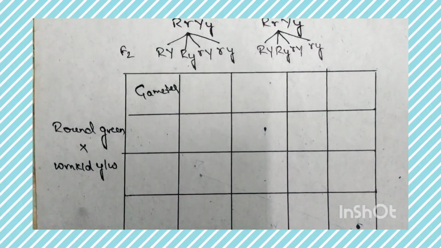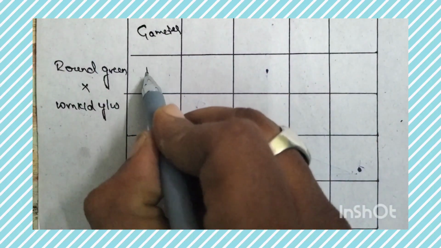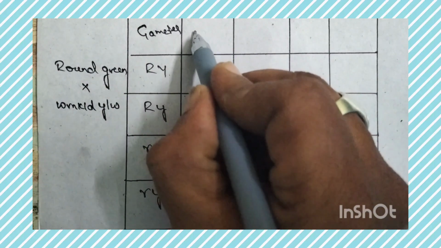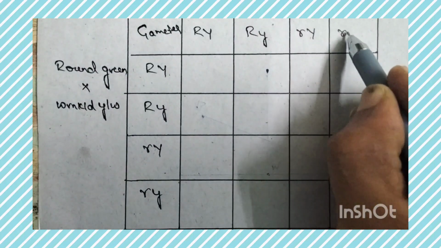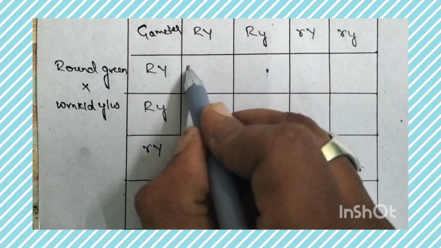ಸೊ ಅದನ್ನೇ ನಾವೀಗ ಗ್ಯಾಮೆಟ್ಸ್ಗಳನ್ನು ಬರ್ಕೊಳ್ಳೋಣ. ಸೊ ಲೆಟ್ ಅಸ್ ರೈಟ್ ದ ಗ್ಯಾಮೆಟ್ಸ್ ಲೈಕ್ ದಿಸ್: ಕ್ಯಾಪಿಟಲ್ ಆರ್ ಕ್ಯಾಪಿಟಲ್ ವೈ, ಕ್ಯಾಪಿಟಲ್ ಆರ್ ಸ್ಮಾಲ್ ವೈ, small r capital Y, small r small y. Then here capital R capital Y, capital R small y, small r capital Y, small r small y. So cross ಮಾಡ್ತಾ self pollination ಮಾಡ್ತಾ ಹೋಗೋಣ.